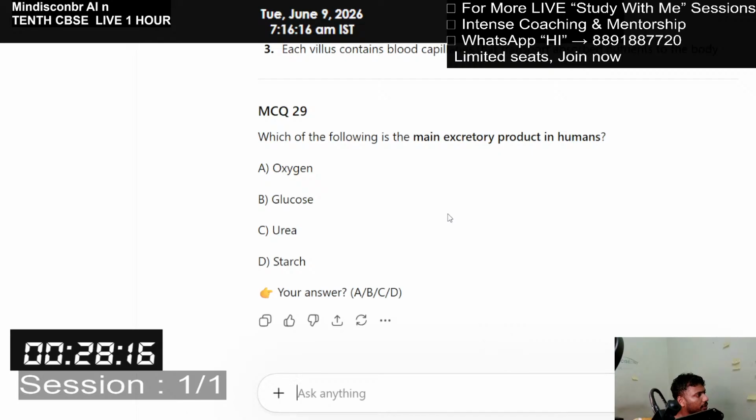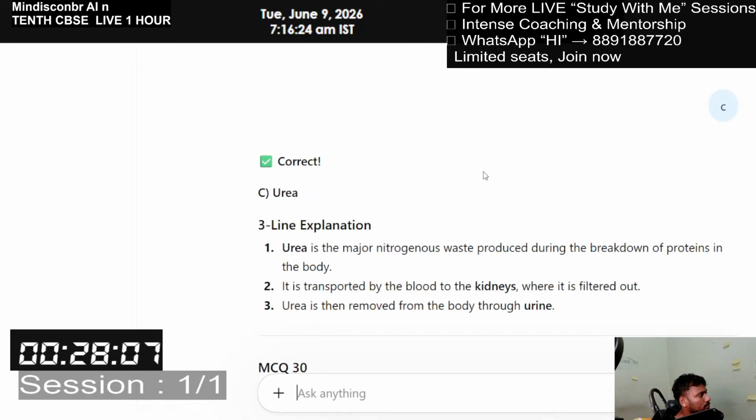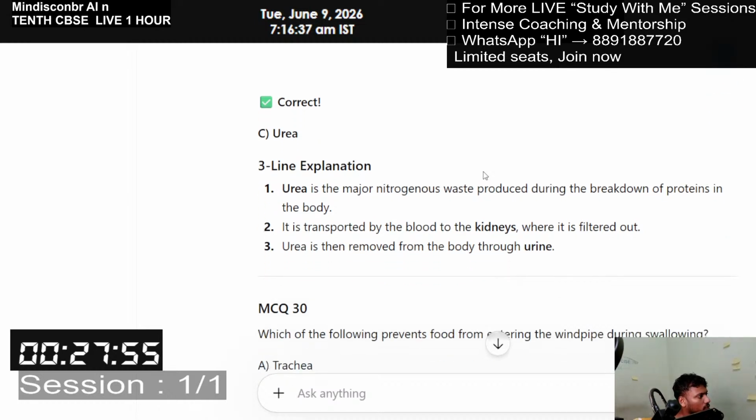Which of the following is the main excretory product in humans? The main excretory product is urea. Urea is the major nitrogenous waste produced during the breakdown of proteins in the body. It is transported by the blood to the kidneys where it is filtered out. Urea is then removed from the body through urine.